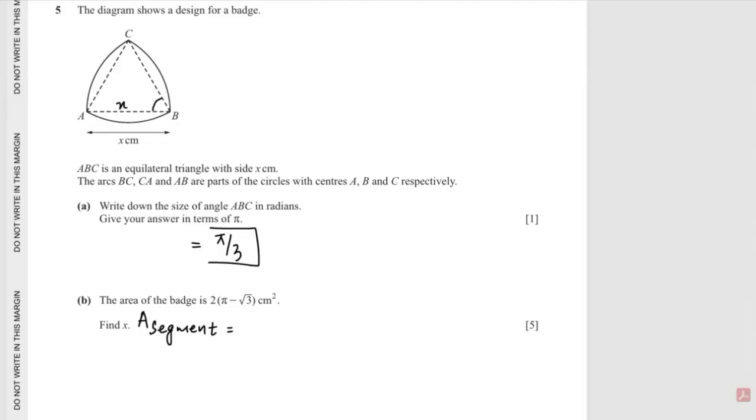So this is x, and this is pi over 3. So I'm using half r squared theta, which is half x squared times pi over 3. This is the sector area. You can check out the formulas in radians for the area of a sector and the arc length. And subtract the area of the triangle, which is half ab sine C. So the angle in the middle is pi over 3.